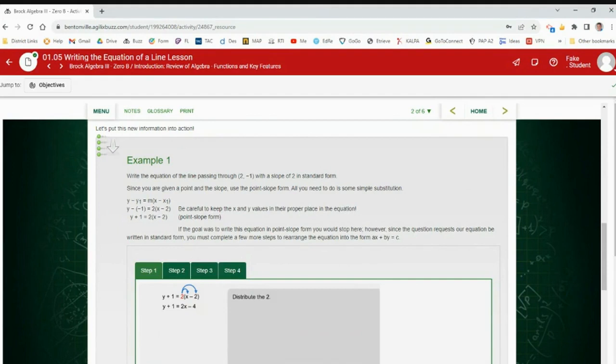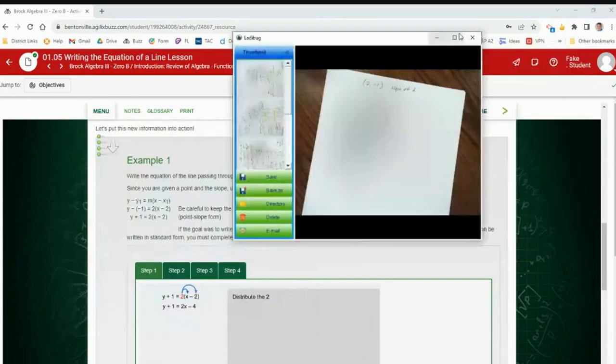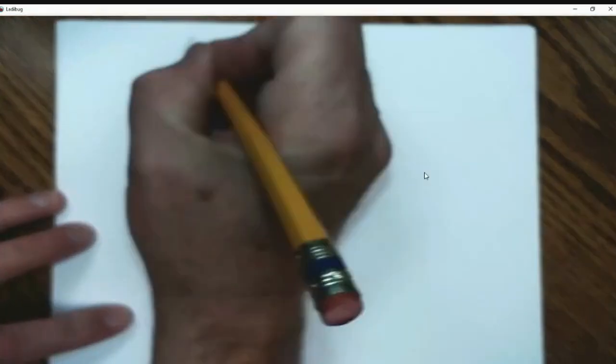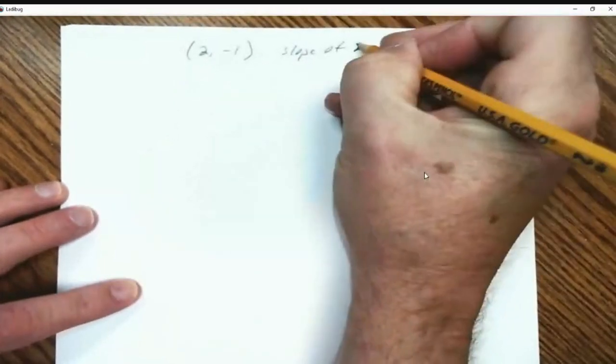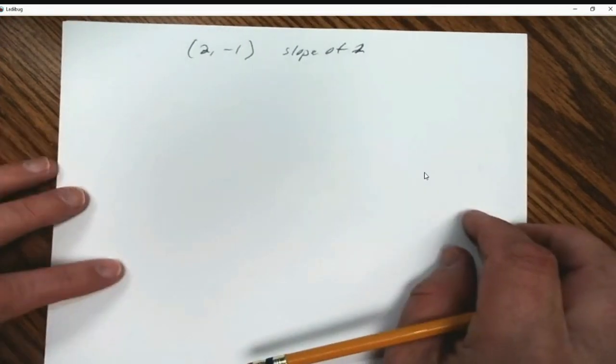Goes to 2, -1, slope of 2. And we want to write this in standard form, but all we're given, so I'm going to put this up on our screen. All we're given is this point, 2, -1, sorry, and a slope of 2. So, slope of 2. So how do we write that in standard form?